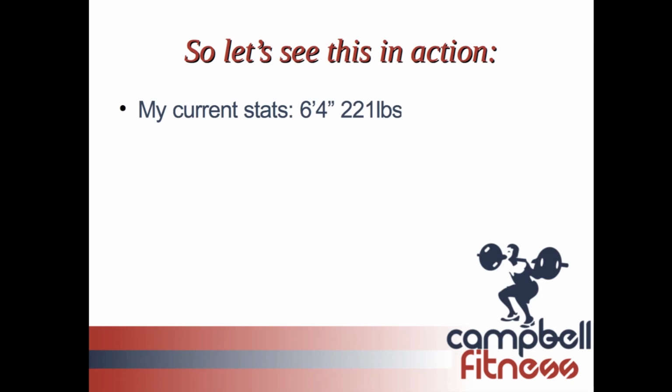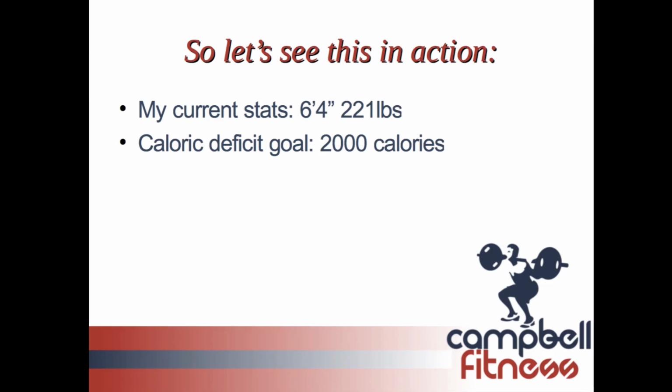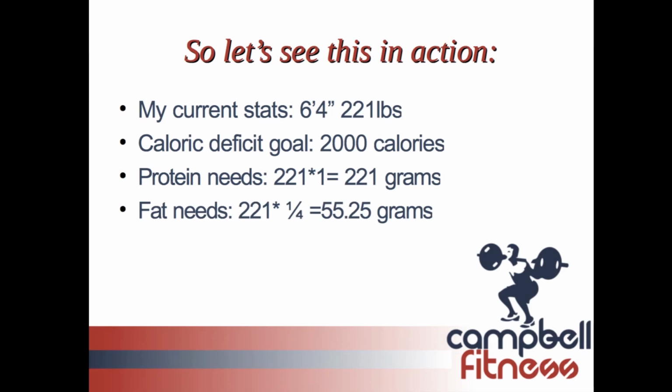To do that, we'll take a look at my current stats. So I'm 6'4" and 221 pounds. Based off of the information that we've already determined, I need about 2,000 calories a day for my cut, or a 500 calorie deficit. My protein needs to be 221, which is my weight, times 1 gram per pound of body weight, so I get roughly 221 grams of protein needed per day. As far as my fat needs go, if I take my same body weight and multiply that times 1/4, so again, 1/4 of a gram per pound of body weight, I get 55.25 grams. Now going forward on this, I'll just round this down to 55 grams of fat.